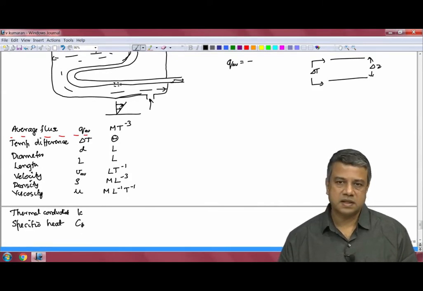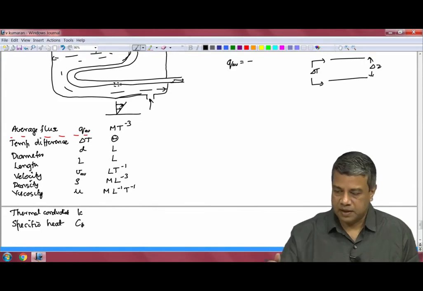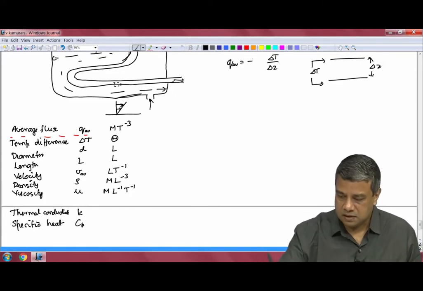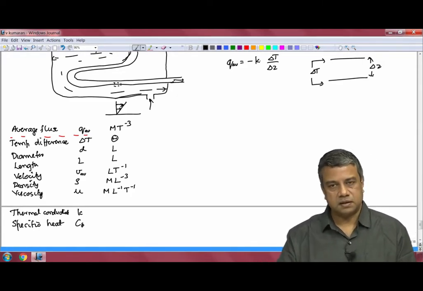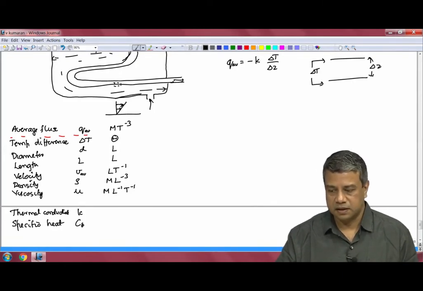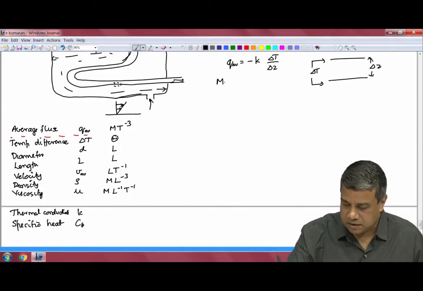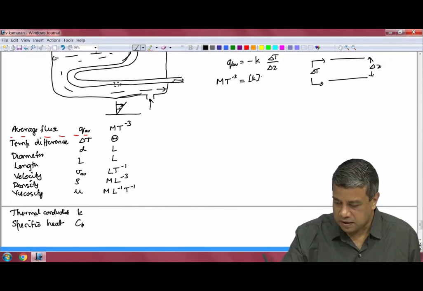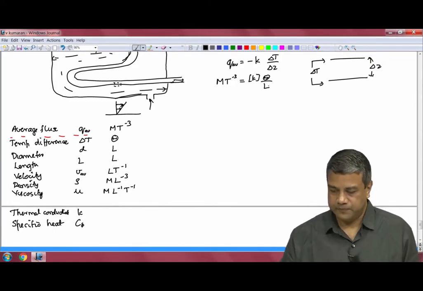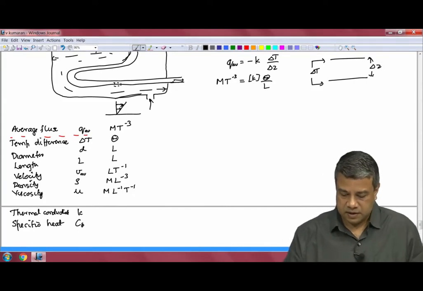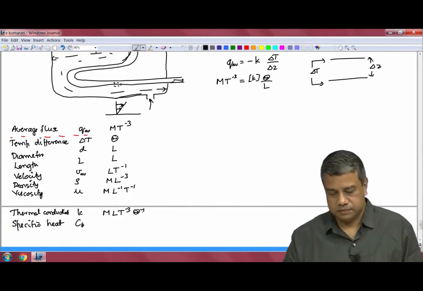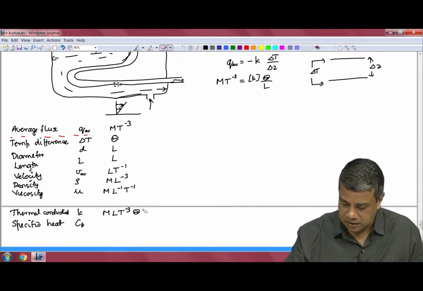Therefore, if I define the flux as the heat transferred per unit area per unit time, it has to be proportional to the temperature difference and inversely proportional to the distance. The constant of proportionality is the thermal conductivity. We just got the dimension M T^-3 for the heat flux, which has to be the dimension of the conductivity times theta by L. Therefore, the dimension of the thermal conductivity is M L T^-3 theta^-1.